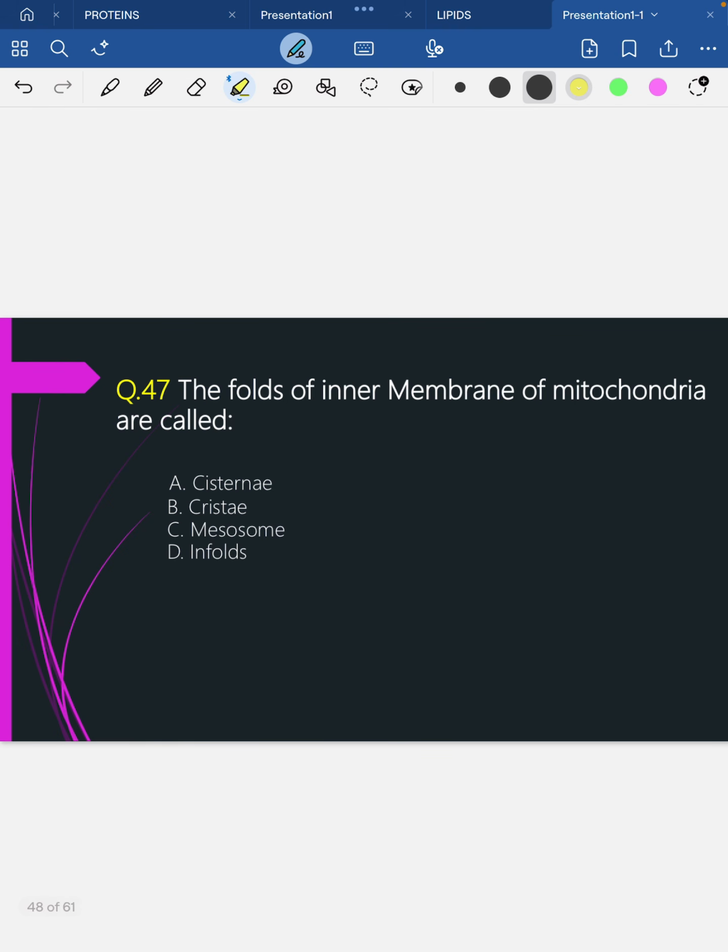47. The folds of inner membrane of mitochondria are called cristae. Very easy, I think you all know.